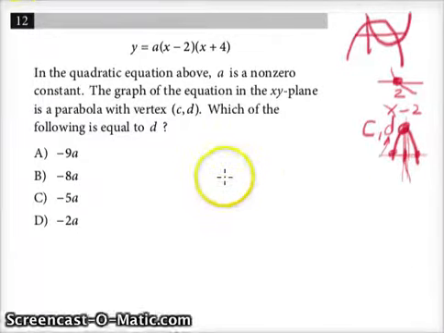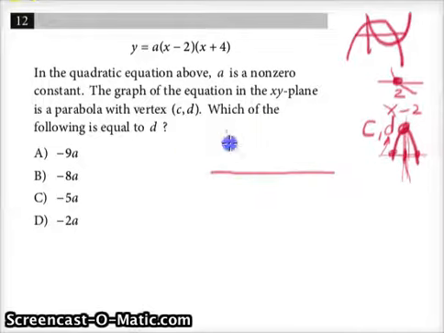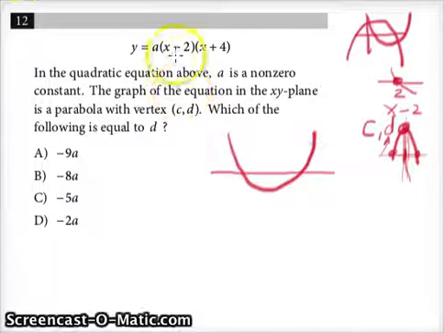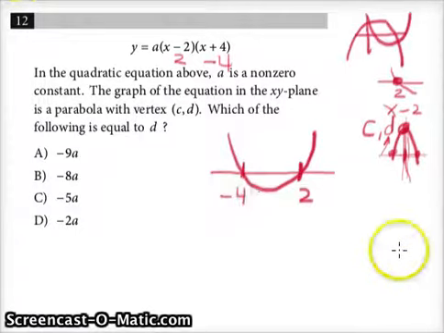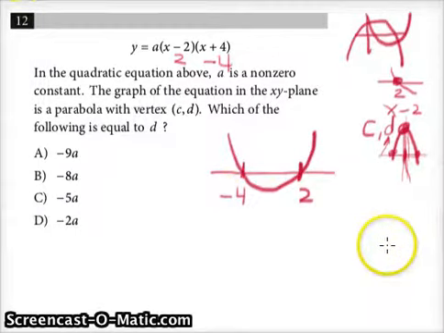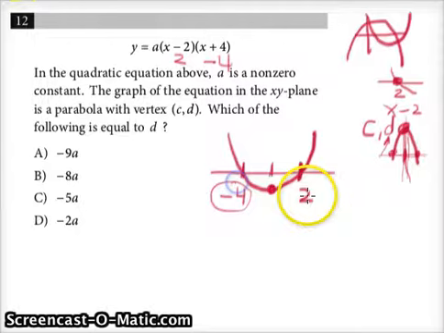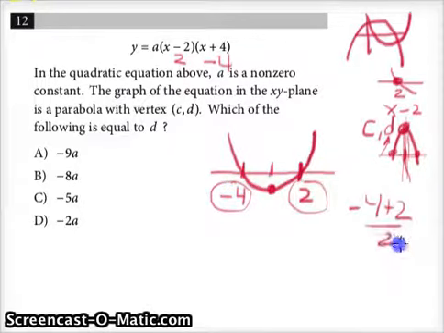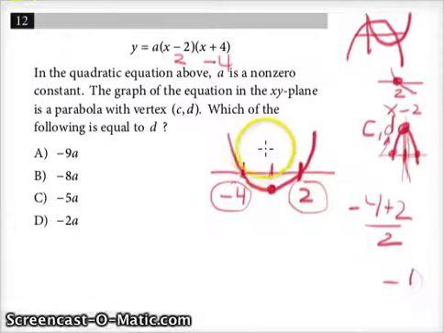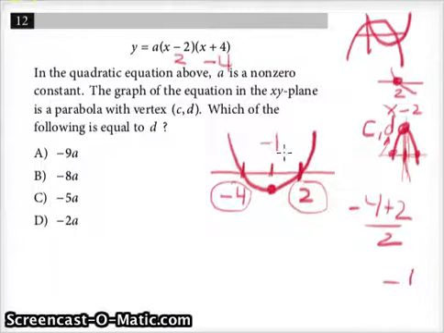All right, now with that in mind, let's go to the problem. Here's a quadratic. What is one root? 2. 2 is one root. What's another root? -4. -4. Now, it wants to know what the y value is at the vertex. Well, let's find the x value. We got to add these and divide by 2. What is negative 4 plus 2 divided by 2? That's negative 2 over 2, which is negative 1. So the x value is negative 1.